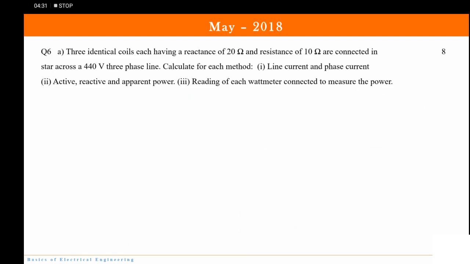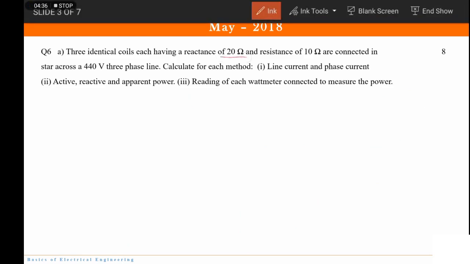The next question says 3 identical coils having the reactance of 20 ohms and resistance of 10 ohms are connected in star connection across a 440 volt 3-phase line. So we have to calculate the currents, power, etc. First let us write down the given values. Reactance is 20 ohms and resistance is 10 ohms, and the line voltage is given to be 400 volts and the connection is given as star connection.